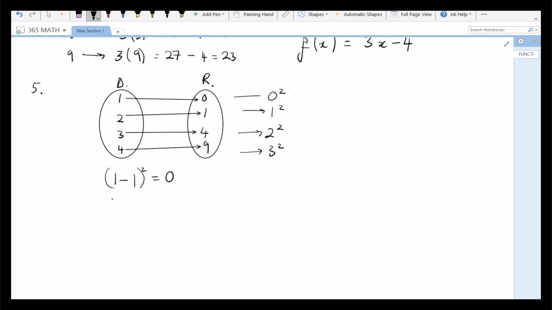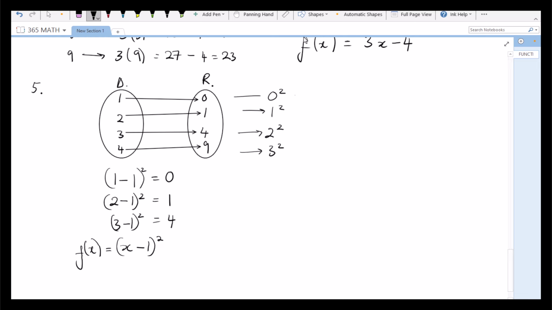And then if we say 2 squared, again, we don't get 1. But if we say 2 minus 1 squared, we get 1. And if we say 3 squared, we don't get 4. But if we say 3 minus 1 squared, we get 4. So already there's a pattern here. So I can say (x minus 1) squared gives me the answer that I'm looking for. So my function f of x is (x minus 1) squared.